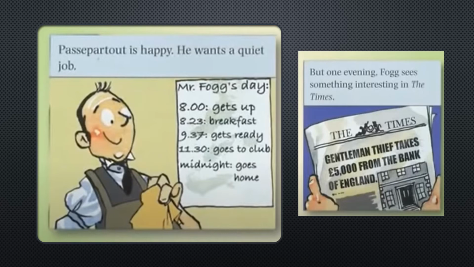So Mr. Phileas Fogg is very particular about his timing, about his breakfast, about getting ready. And Passepartout is his servant who helps him out in his daily chores. But one evening, Fogg sees something interesting in the Times. And that something interesting is about a bank robbery that happened a few days back in England, and also about an article on how one can go around the world in 80 days.